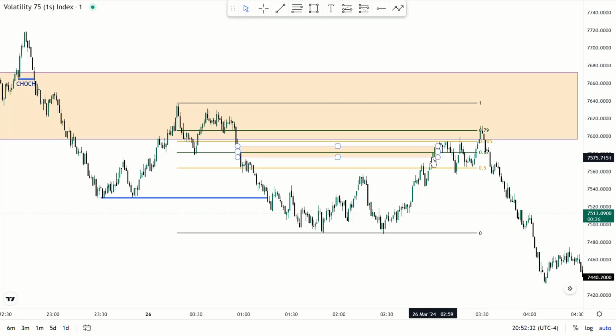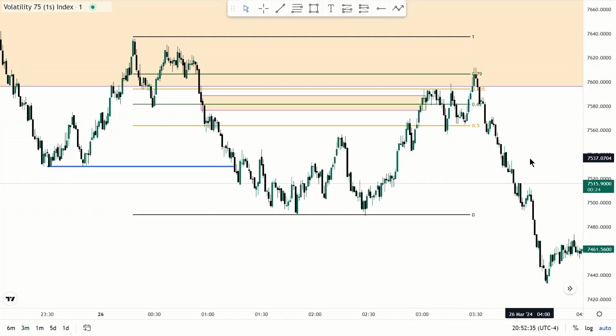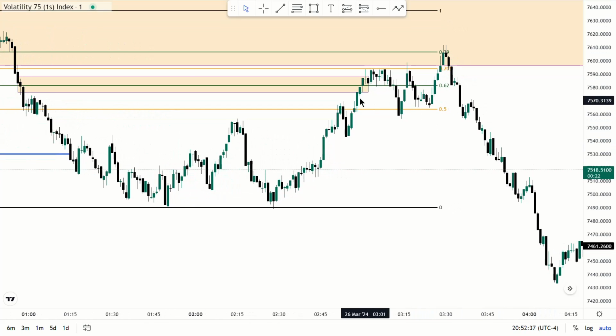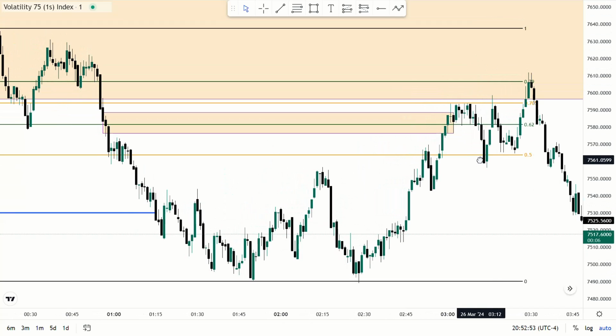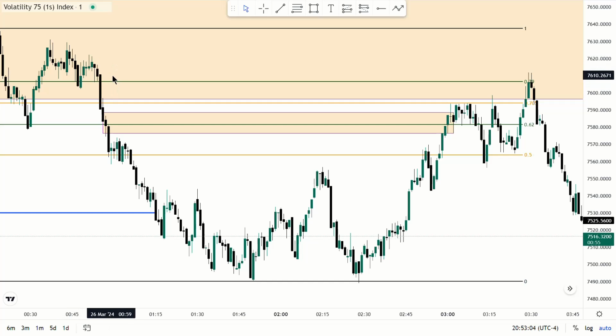If you entered right here, your stop loss was going to be hit right here. There's no need of you starting to move your stop loss all the way up there, like come on. Just let your stop loss be hit, be out, and then start looking for something else. After this POI, where is your extreme POI? Just ask yourself that. There is your extreme POI right there.